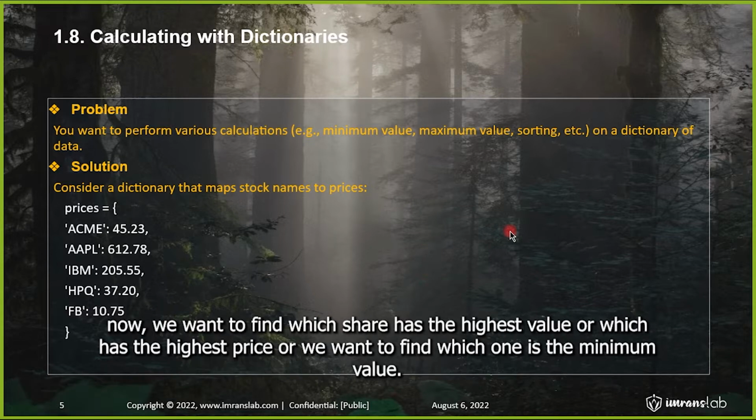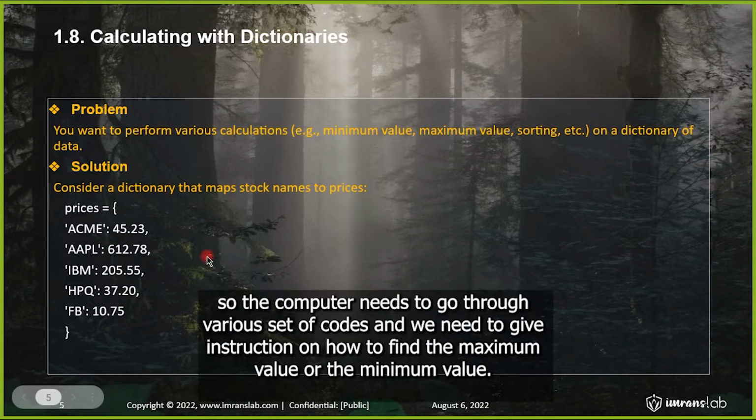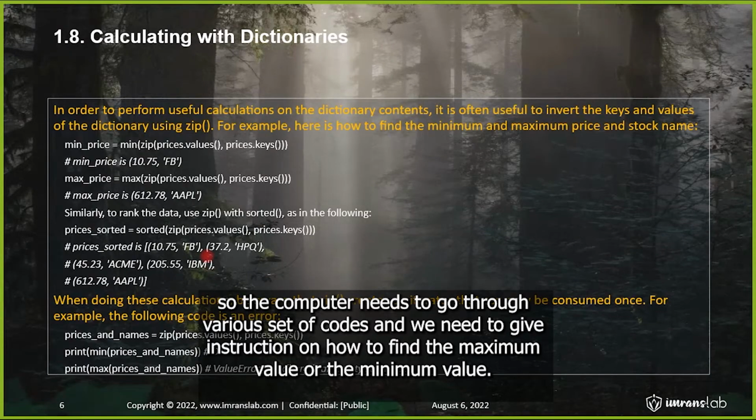Now, we want to find which share has the highest value or the highest price, or we want to find which one is the minimum value. We could easily find that out by looking at this chart, but the computer doesn't know that. So the computer needs to go through a set of code, and we need to give it instructions on how to find the maximum value or the minimum value.